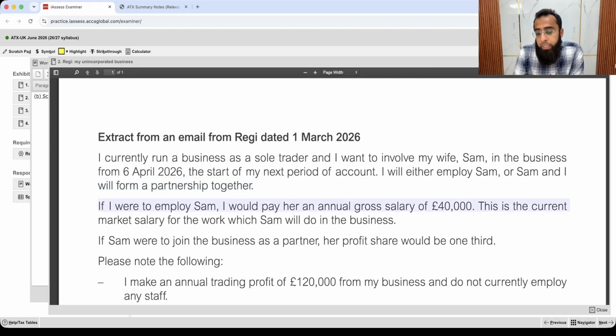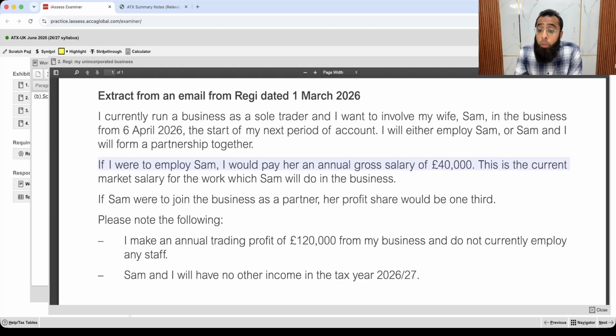If I were to employ Sam, I would pay her an annual gross salary of £40,000. This is the current market salary for the work which Sam will do in the business. If we hire Sam as an employee, then income tax implications, class 1 employee NIC and class 1 employer NIC become relevant. Another situation is that if Sam were to join the business as a partner, her profit share would be 1/3. In case of a partner, class 4 NIC implications become relevant instead of employment NICs.